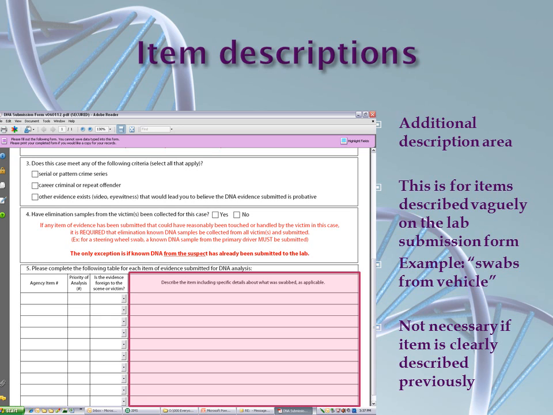Ultimately, if you have any questions regarding this form, feel free to call us here at the laboratory, 826-3209, and you can speak with anybody in the property room or in the biology DNA section. Thank you.